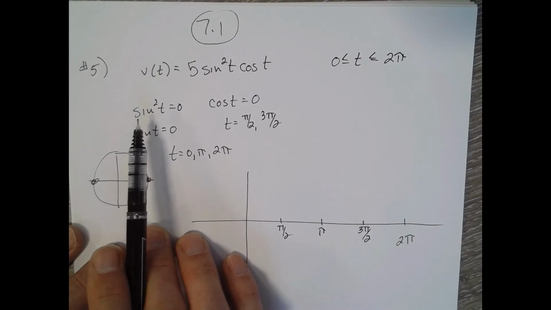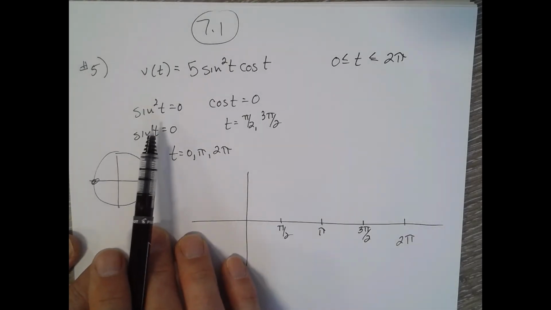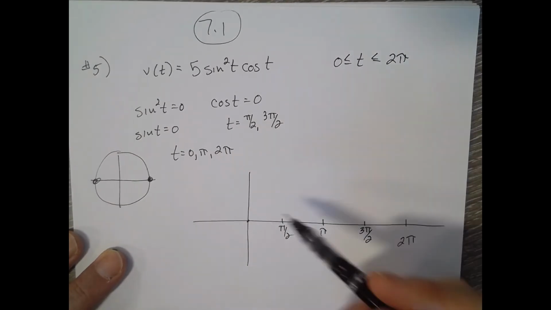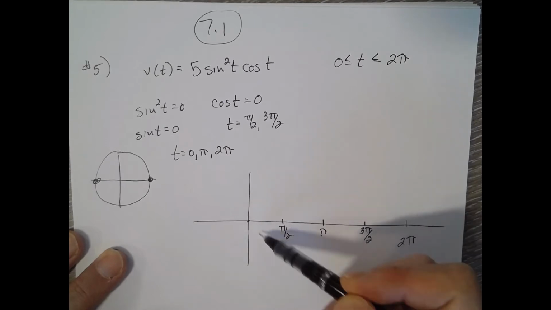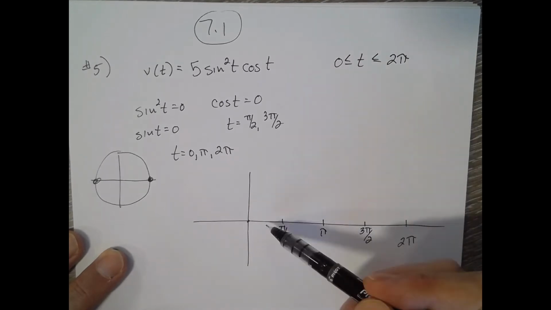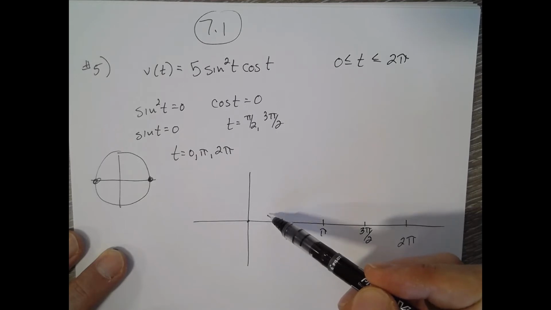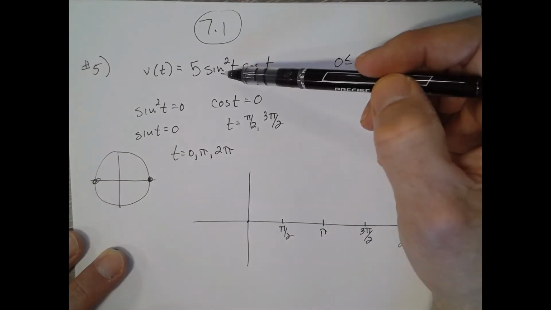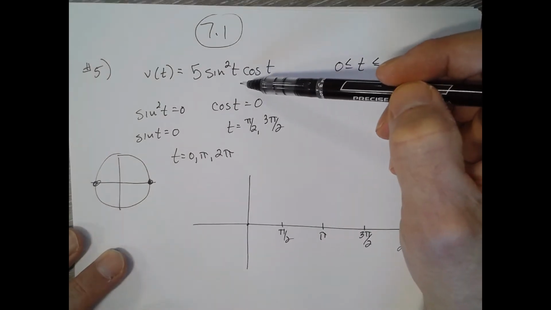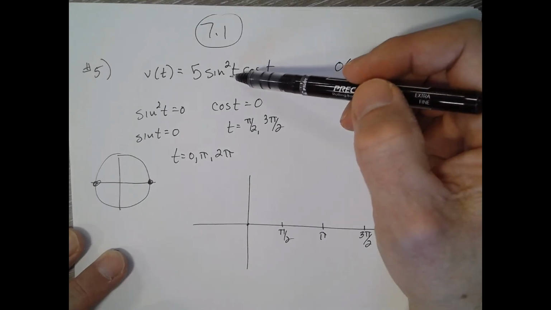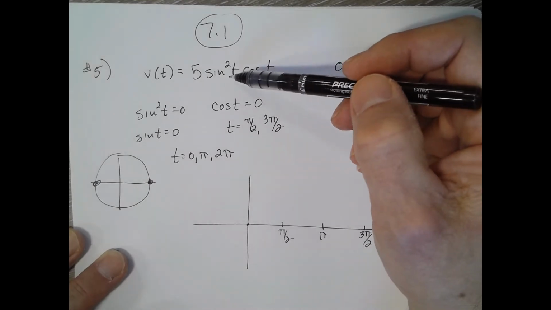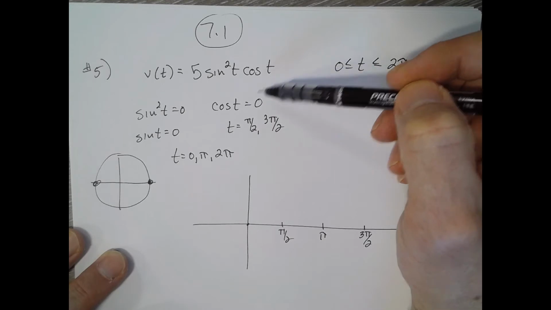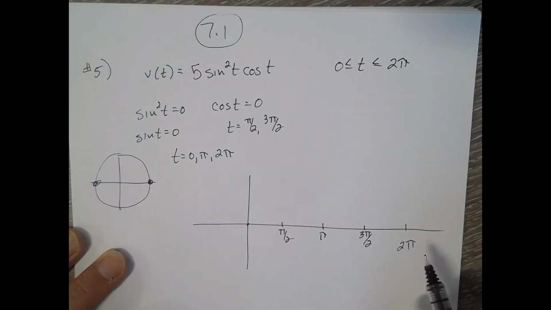If it's a double root, that means it bounces off the t-axis here. So it's going to bounce off at 0, at pi, and at 2 pi. We just don't know whether it's bouncing off from above or from below. So if I plug in pi over 4, I can find out if it's above or below the axis. The sine of pi over 4 is square root of 2 over 2. Squared would be 1/2, times 5 is 5/2, times the cosine of pi over 4, which is square root of 2 over 2. All I really need to know is if it's positive or not, and it is positive.